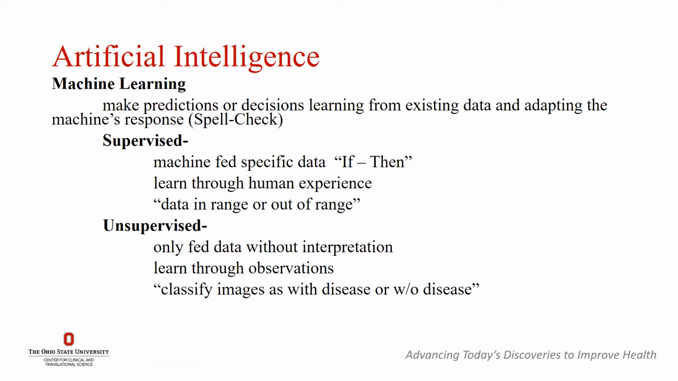What those indicate is that supervised is where the machine is fed specific data, and it actually learns through the human experience. If this, then this happens. Here's a question and here's the answer. Well, here's another question and here's the other answer. And it keeps working on that until the machine learns what is expected. This is an example of when the computer can tell you whether data is in the range that you want it to be or if it's out of range.